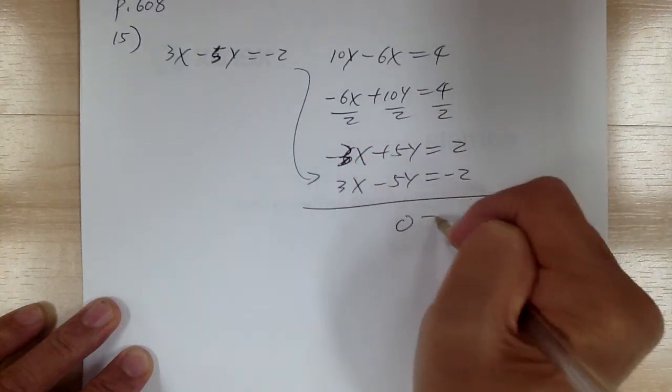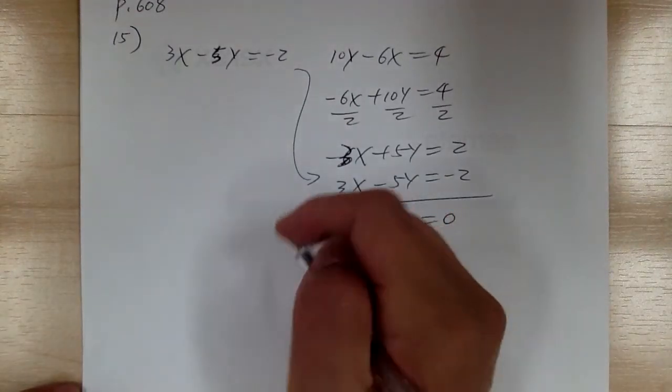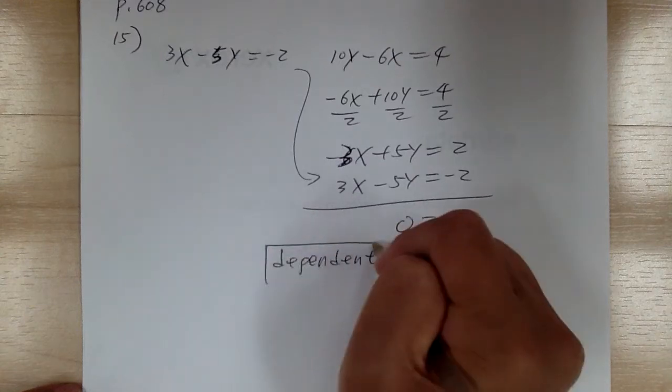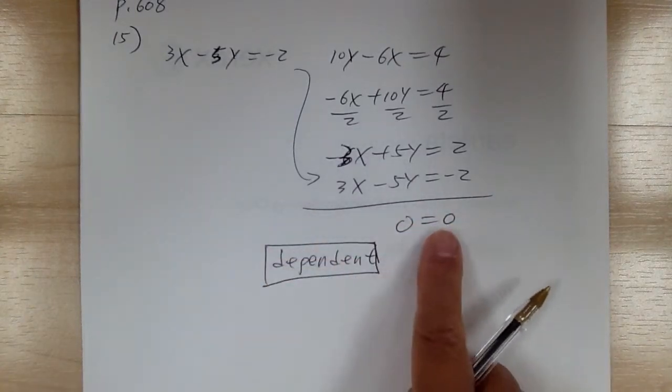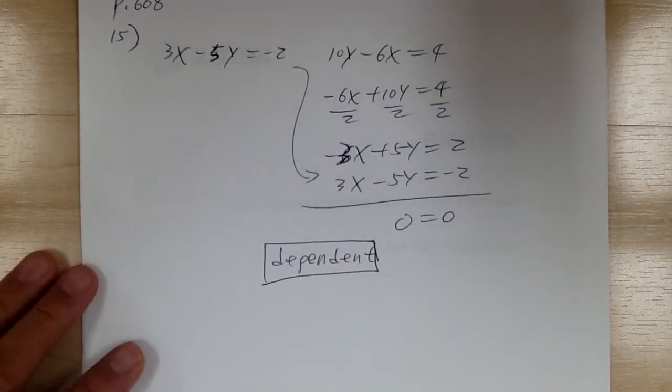When I add, I get 0 equal to 0. So again, I'm not able to solve, but this is always true. So this will be dependent. Okay, dependent. So if it's true, it's dependent. If it's false, then it's inconsistent. Okay, let's go to 16.